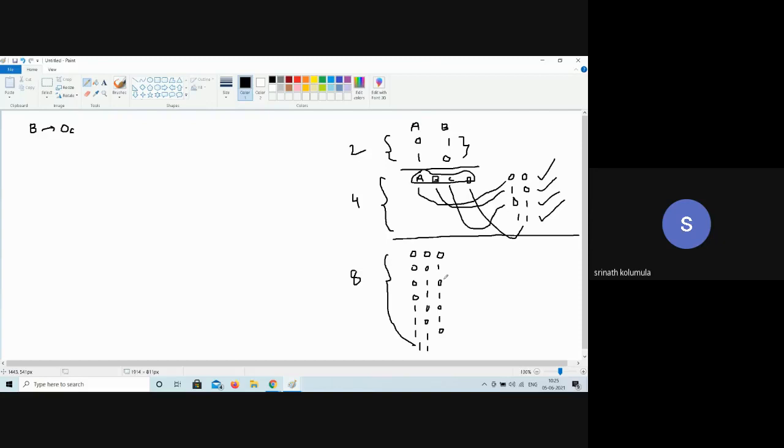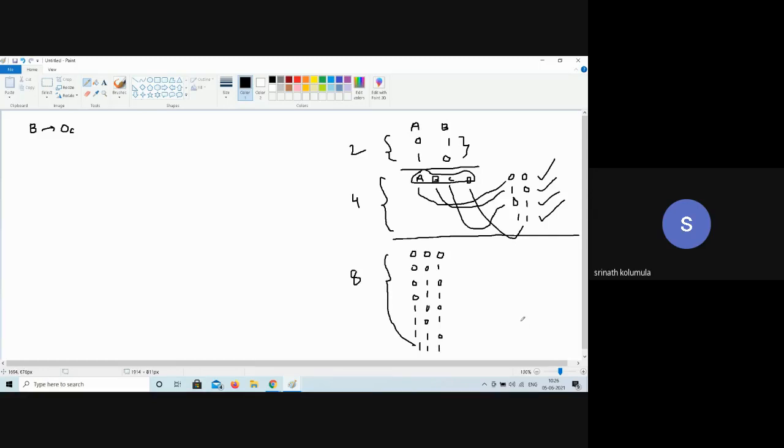Somewhere I went wrong. 0, 1, 0, 1, 0, 1 for the 8 rows: 1, 2, 3, 4, 1, 2, 3, 4. Okay, 0, 1, 0, 1, 0, 1, and that's it. This is 0, this is 0 and 1.